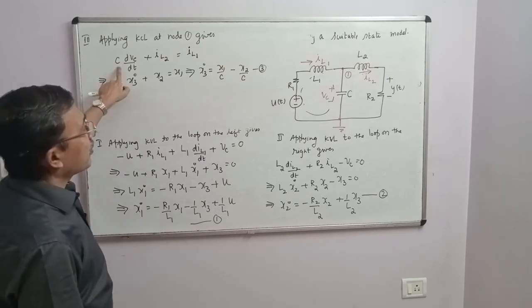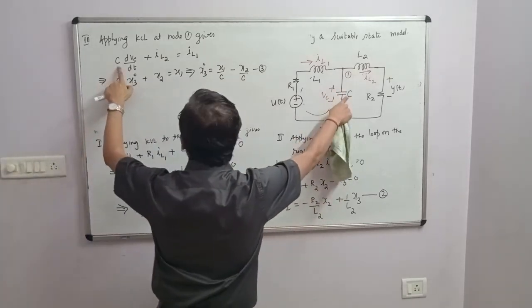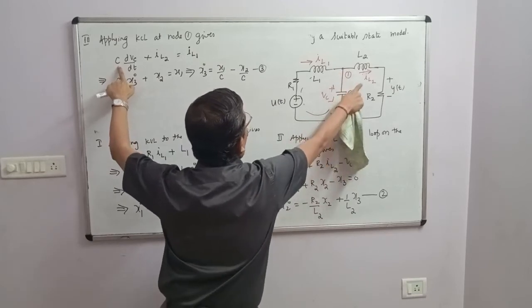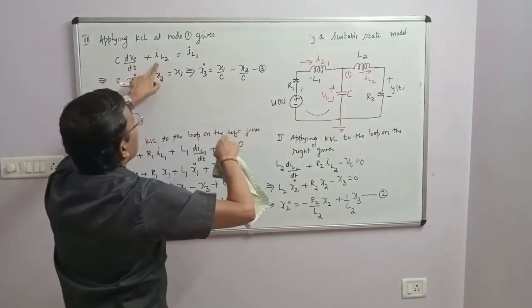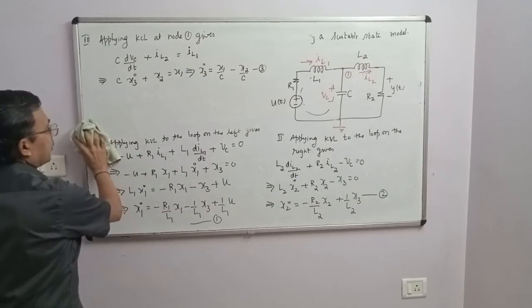Hope this equation is correct. Current through the capacitor is C into dVc by dt, it is leaving. Current IL2 is also leaving. IL1 is entering. Perfectly alright.